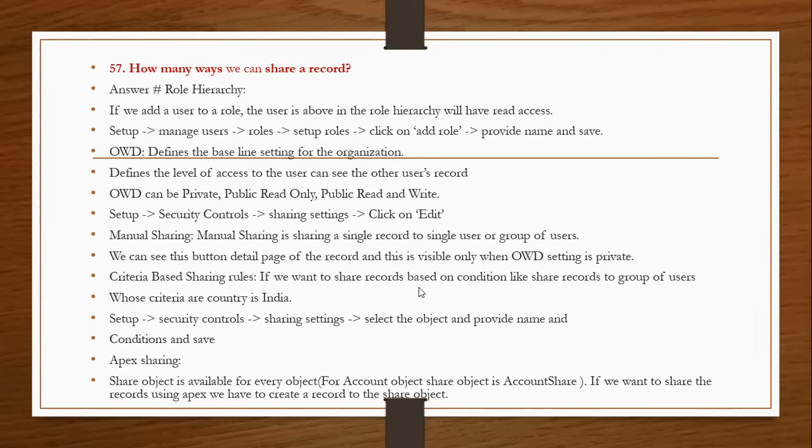If we want to share records based on a condition, like sharing records to a group of users whose criteria are the country is India: set up, security controls, sharing settings, select the object, provide the name, and click save. And Apex sharing: the share object is available for every object. For the account object, the share object is AccountShare. If you want to share records in Apex, we have to create a record and insert the record into the object.